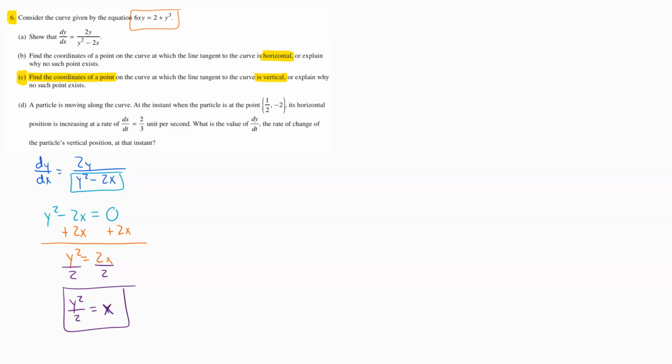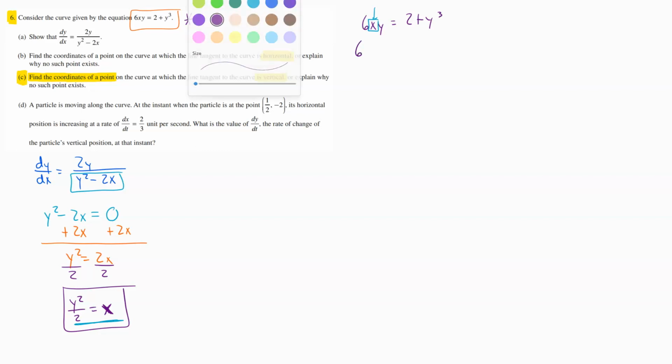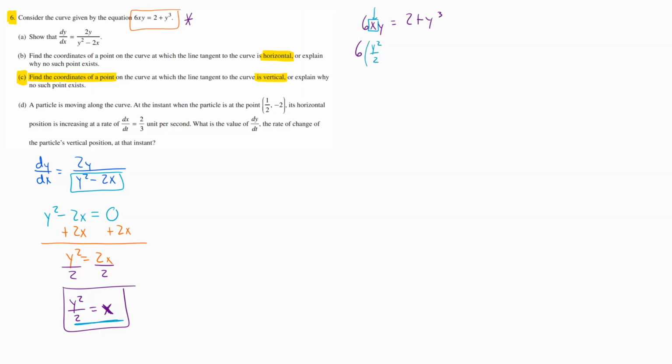Now that we've got that, now we go to our other equation. Remember, whenever you've got two variables, you need two equations to get a solution. So we're going to go back to that original equation, 6xy equals 2 plus y cubed. And I now have a value for x. So I can replace x here with this equation here, and now this equation up top is only going to have y's in it, so I can solve that. So this would now be 6, and instead of x, I'm going to plug in y squared over 2, and then we've got y times y equals 2 plus y to the third.